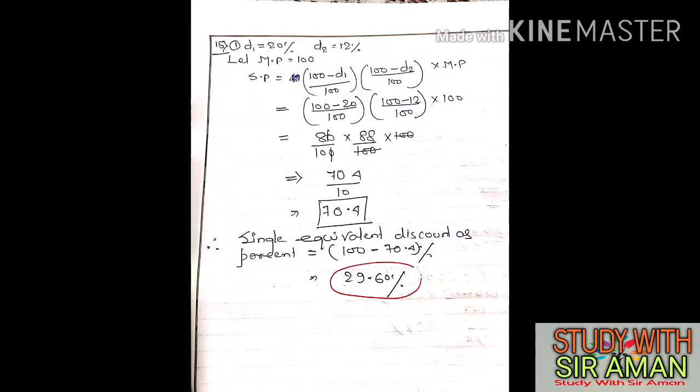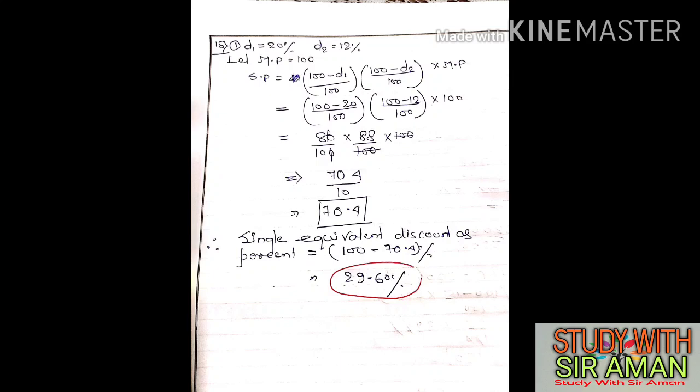discount 1 is 20, discount 2 is 12. Let marked price be 100. Marked price is not given, so marked price we will take 100. If marked price is not given, you have to take either X or 100. Okay, so here we will take 100 because there is no data. So selling price formula, you know, 100 minus D1 by 100, 100 minus D2 by 100 multiplied with MP. So discount 1 is 20 and discount 2 is 12. Subtract, do calculation. 70.4 is selling price.